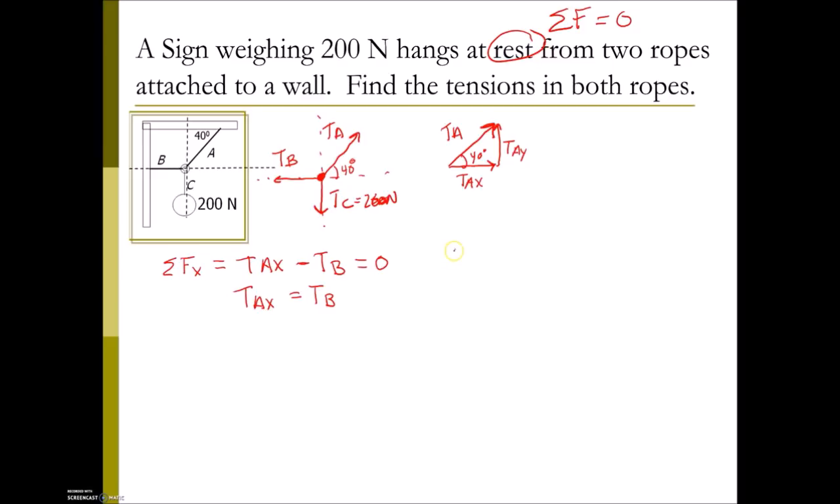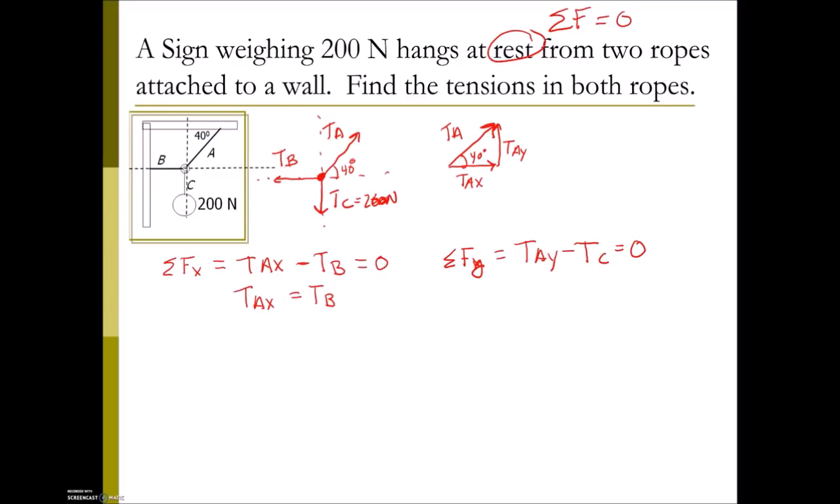Now, let's do the same thing in the y direction. So sum of the forces in the y. What do I got? Well, I have that positive component of TAY, right? It's pointing straight up, TAY here. So that's a positive vector. So we have TAY. And then down, minus, I'm going to subtract, because it's pointing down, TC, and those have to equal 0. Now, there's not much I can do right now with this.